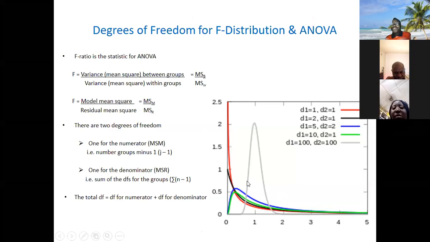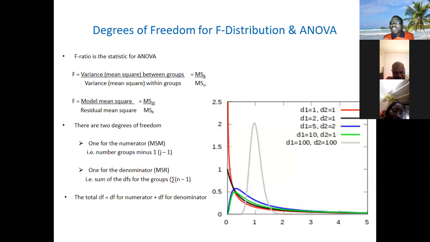So in F, the F distribution is the pattern of occurrence of the value of F. Now, F is variance. Variance is the same thing as mean square. If you remember how you calculate variance, it is the mean square deviation from the mean.